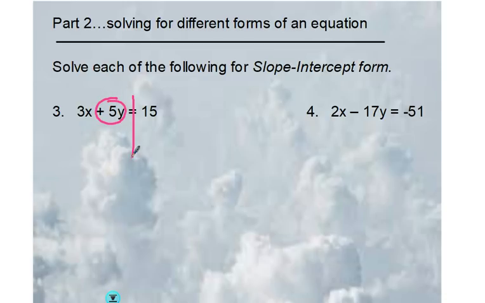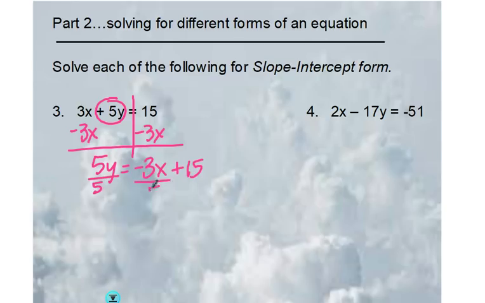So to solve for y, get your x to the other side. I'm left with 5y equals negative 3x plus 15. And then we're going to reduce everything by 5. So y equals negative 3x over 5 plus 3. My slope in this case would be negative 3 fifths, and my y-intercept would be at 0, 3.